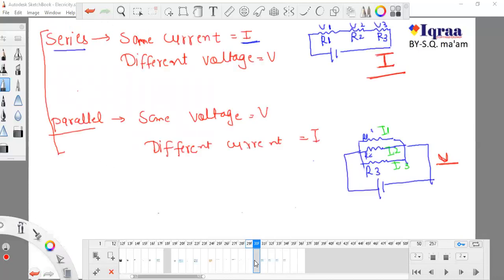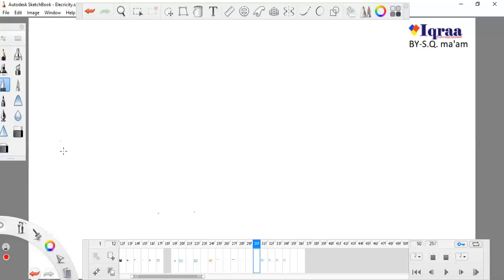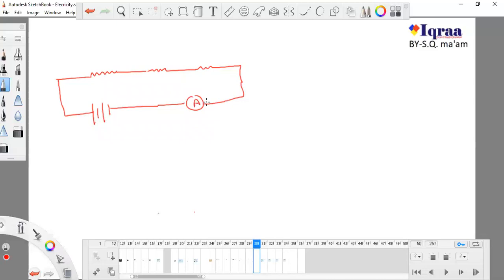Let's take a new slide. I'm taking just 2 batteries. It doesn't matter how many volt batteries you are taking. That is my ammeter. The ammeter should be placed in series, whether I'm using a series circuit or a parallel connection. I have to use this. And they are voltmeters. And if I'm not writing voltmeter, it is very clear. I told you in the last class that the voltmeter should be placed in parallel.